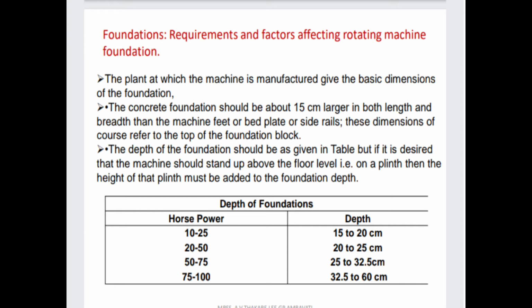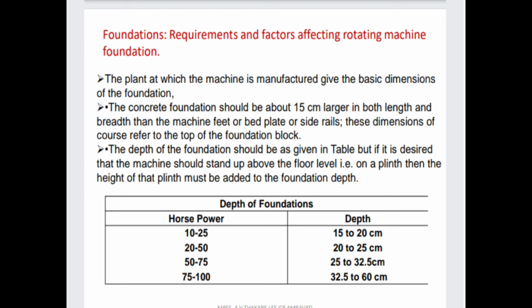First, the plant at which the machine is manufactured gives the basic dimensions of the foundation. The concrete foundation should be about 15 cm larger in both length and breadth than the machine feet, bed plate or side rails. These dimensions of course refer to the top of the foundation block. The depth of the foundation should be as given in the table. But if it is desired that the machine should stand up above the floor level, that is on a plinth, then the height of the plinth must be added to the foundation depth.